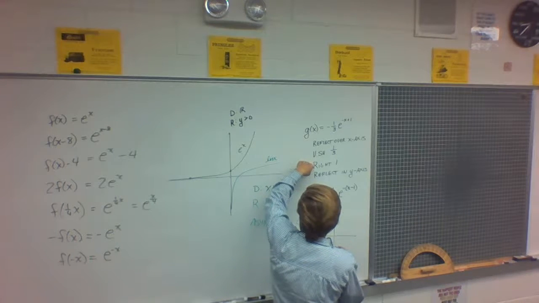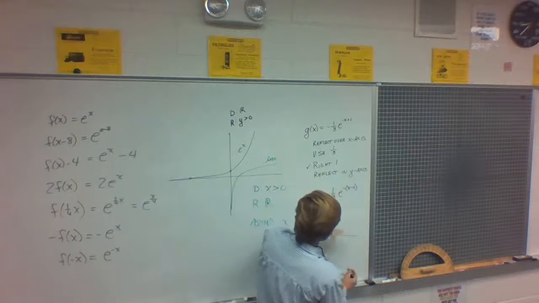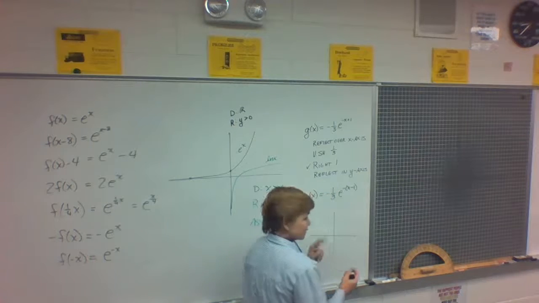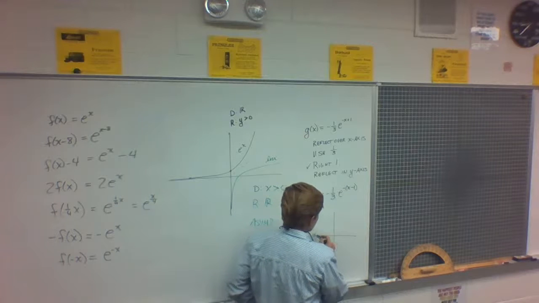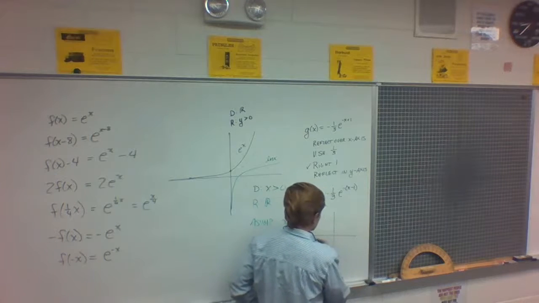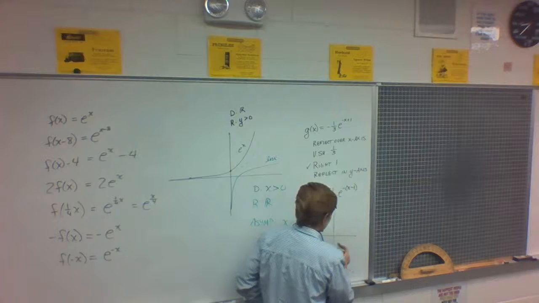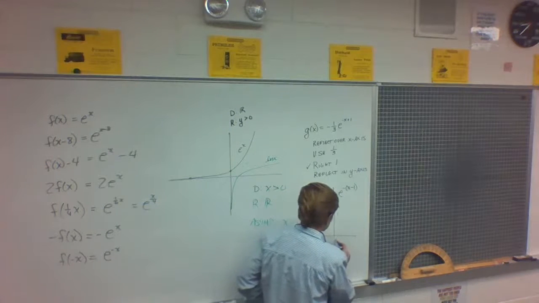It's also going to reflect over the x and also reflect over the y. We'll take care of those one at a time. The reflect over the x is good. It normally went like this. You see that the reflect over the x is going to make it go like that? Okay. So I'm going to put a dotted line here. It's going to reflect like that.